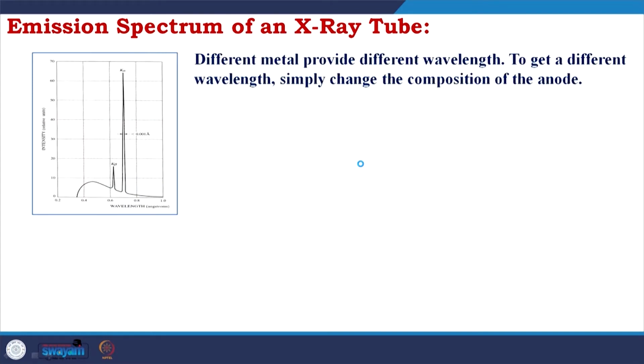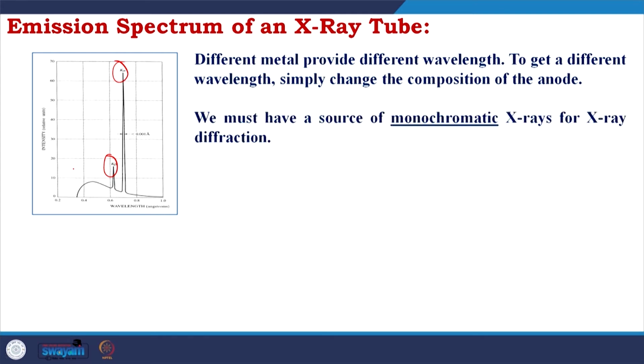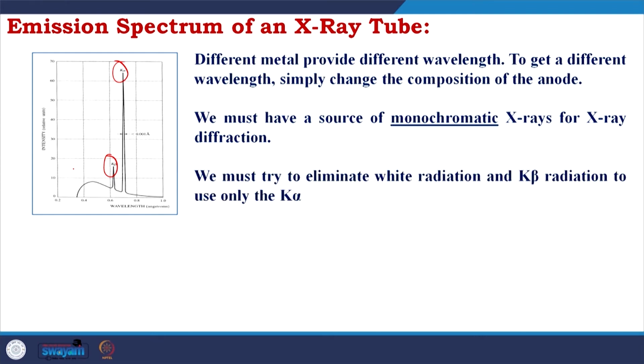Here you see this is K alpha and this is K beta. Emission spectrum of an X-ray tube. Different metals provide different wavelengths. To get a different wavelength, simply change the composition of the anode. We must have a source of monochromatic X-rays for X-ray diffraction. We must try to eliminate white radiation and K beta radiation to use only the K alpha.